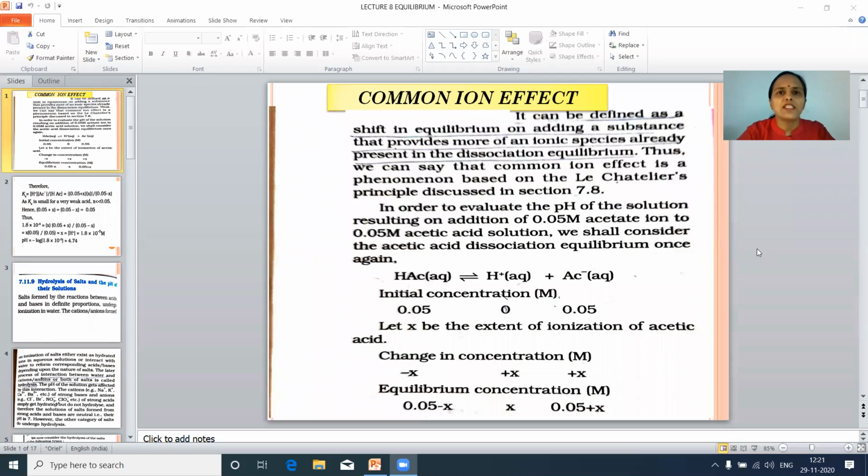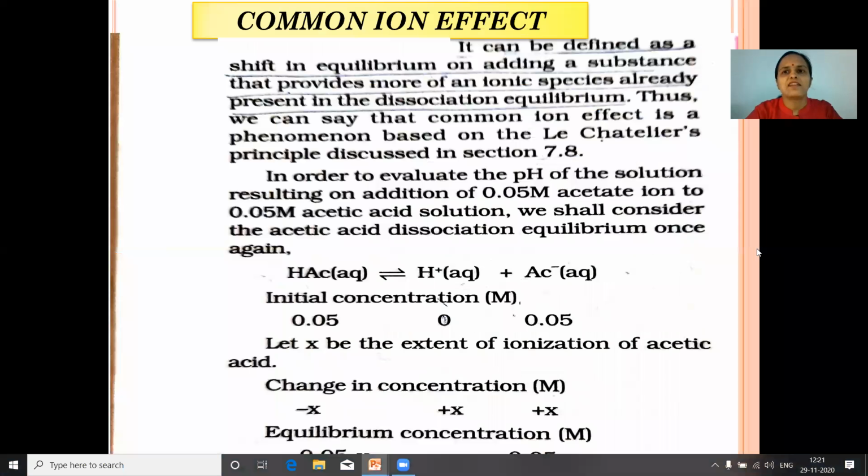Hello students, let's start today with the common ion effect. The common ion effect is a phenomenon that is based on Le Chatelier's principle, and it can be defined as a shift in equilibrium on adding a substance that provides more of an ionic species already present in the dissociation equilibrium.